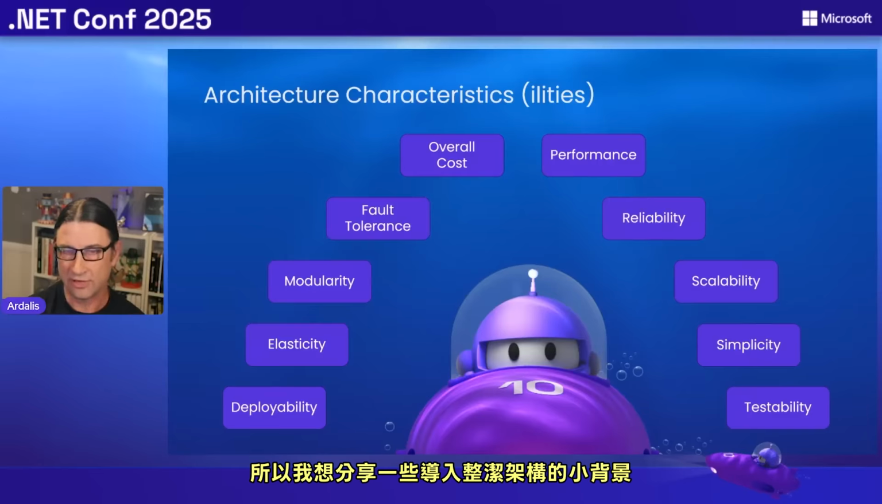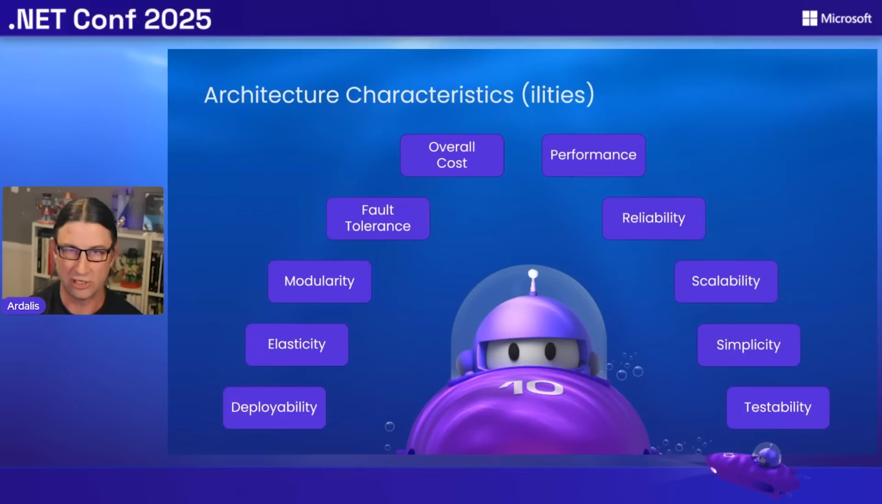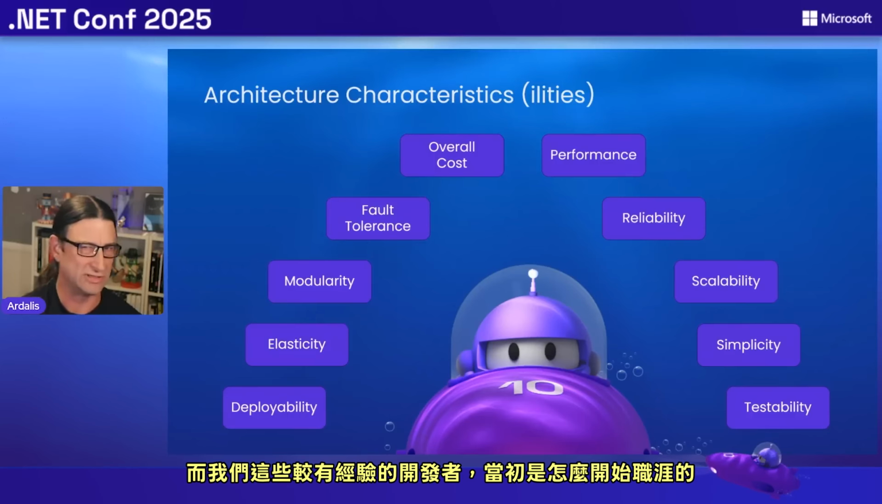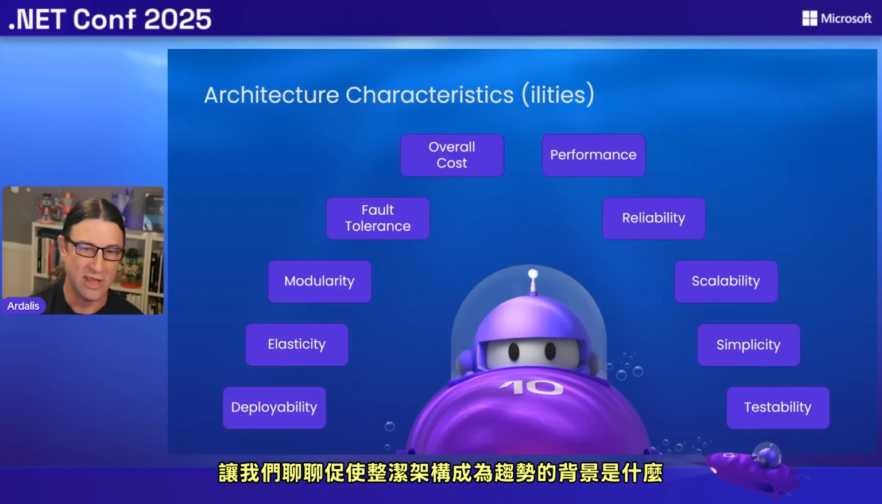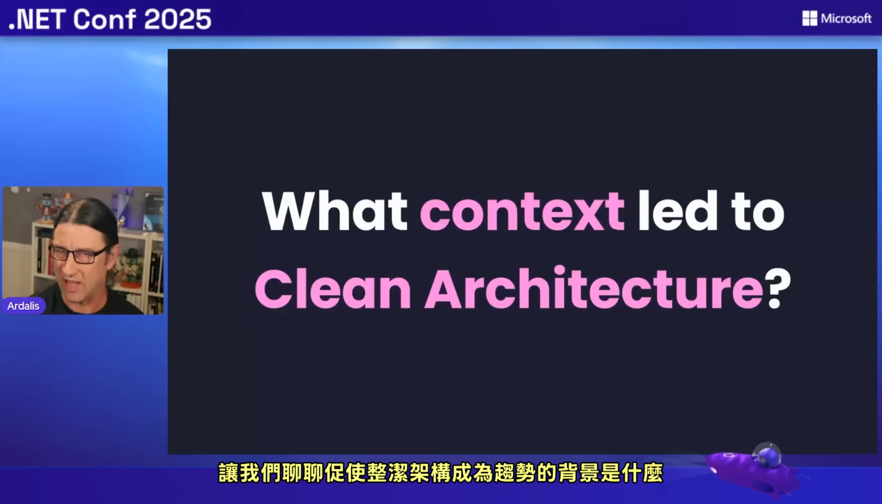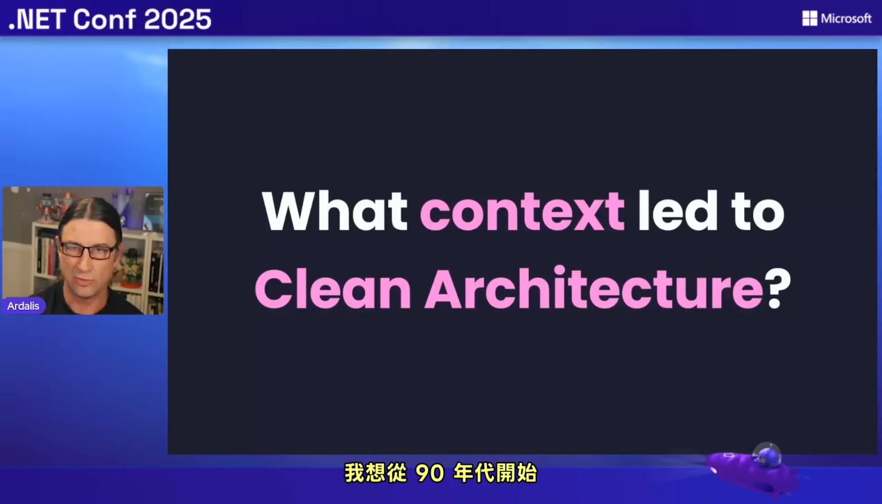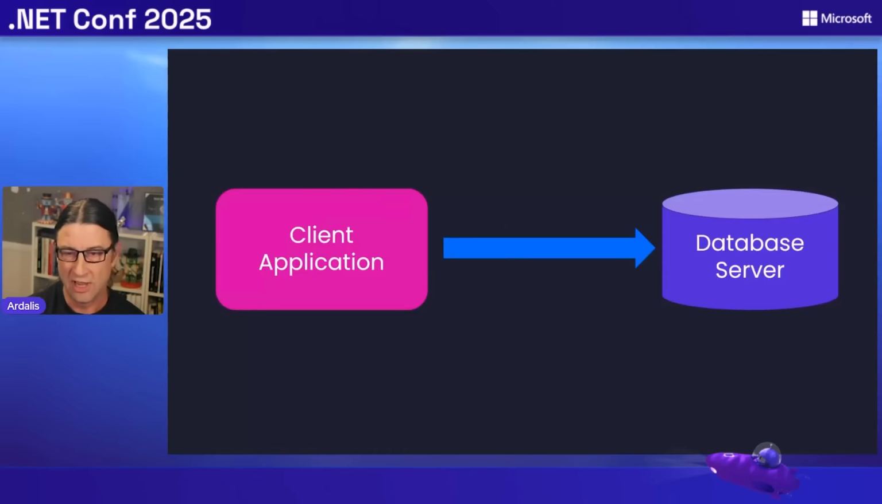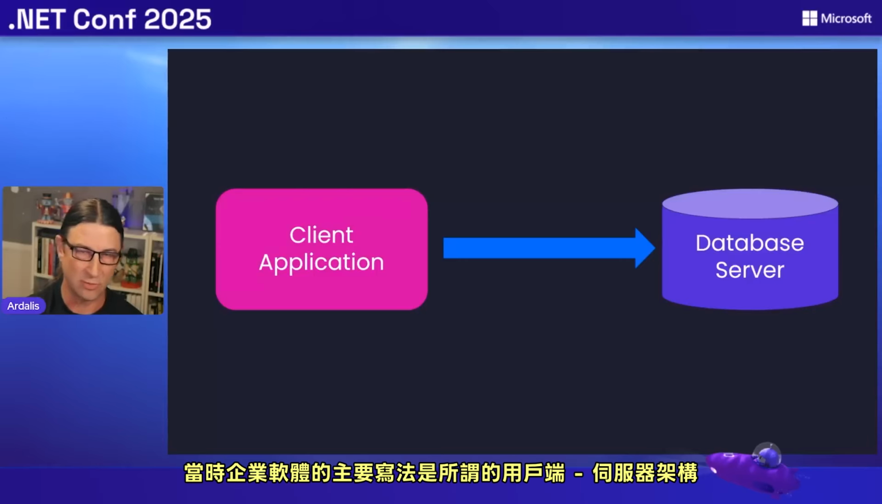So there's a little bit of background that leads into clean architecture that I want to share, because I know a lot of our developers today weren't around necessarily when some of us more experienced developers started our careers. And so let's talk about what was the context that kind of made clean architecture a thing. And I want to start with the 90s, because that's when I first started writing professional software, in the 1990s, in a different century.